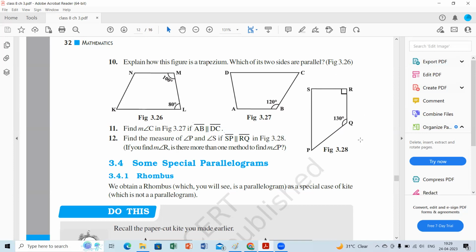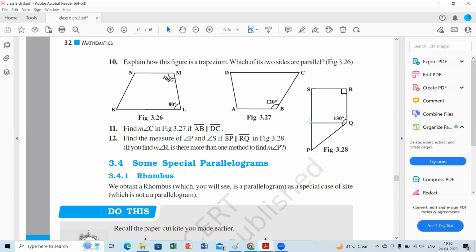No, not exactly. Bisecting means cutting the angle 130 degrees into 90 degrees and 40 degrees, like passing the line through the middle of Q. One side would be 90 and the other side would be 40 degrees. 40 plus 90 is 130. 180 minus 130 is 50. So P should be 50.